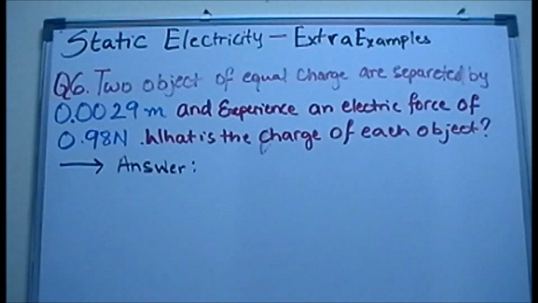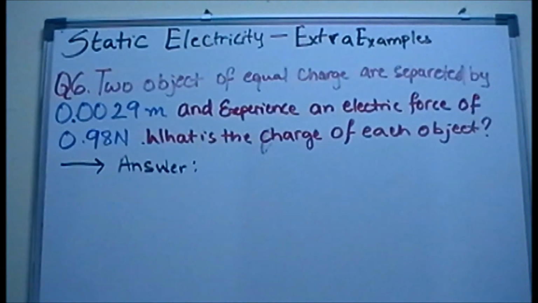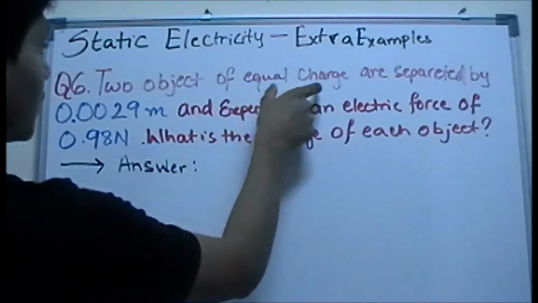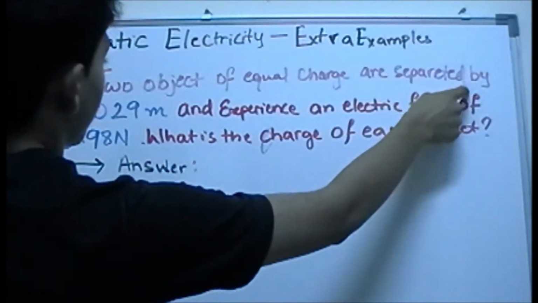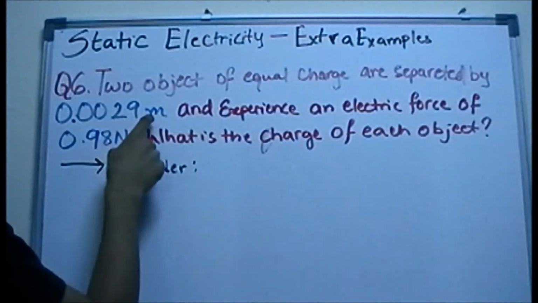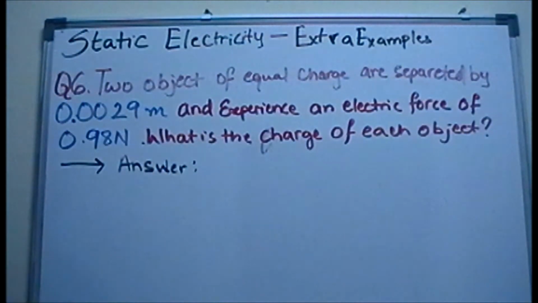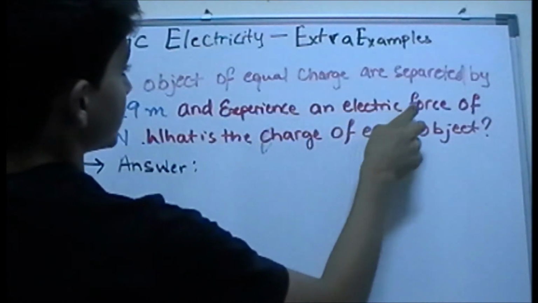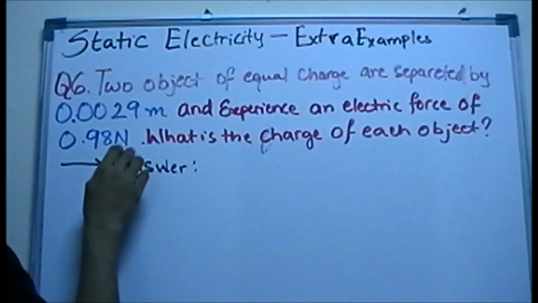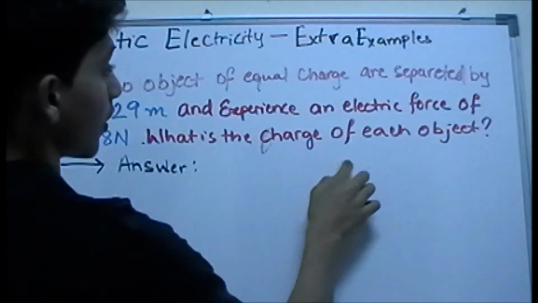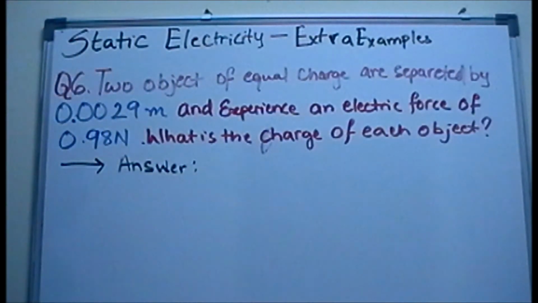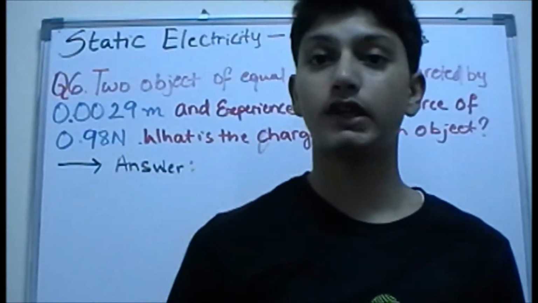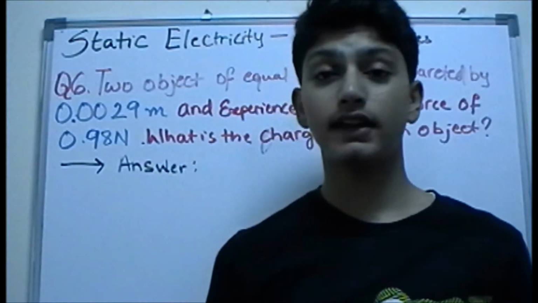Our sixth question is up on the screen, and it's basically saying two objects of equal charge are separated by 0.0029 meter, and experience an electric force of 0.98 Newton. What is the charge of each object? Now recall the formulas that we discussed in static electricity.